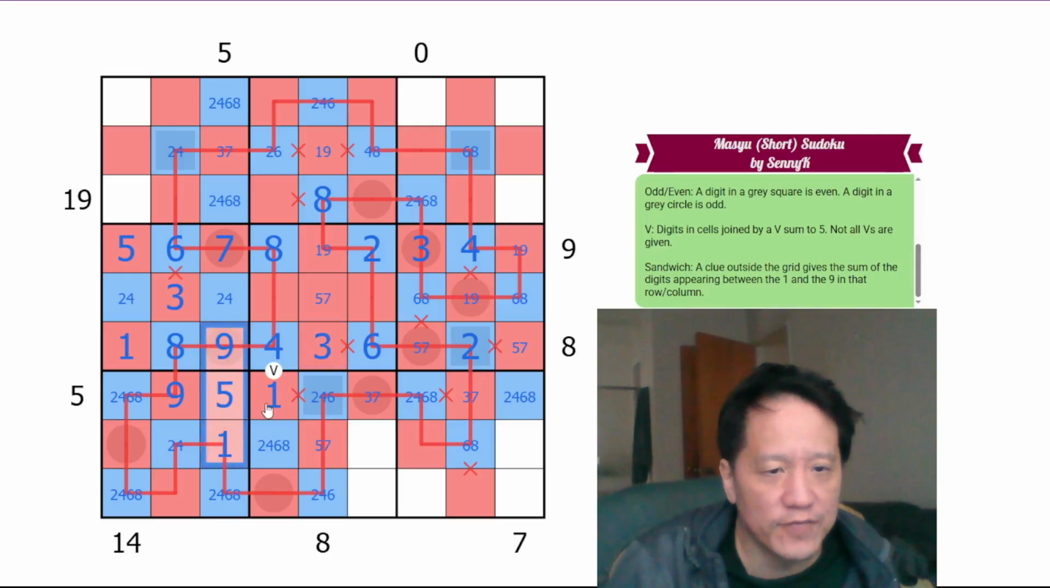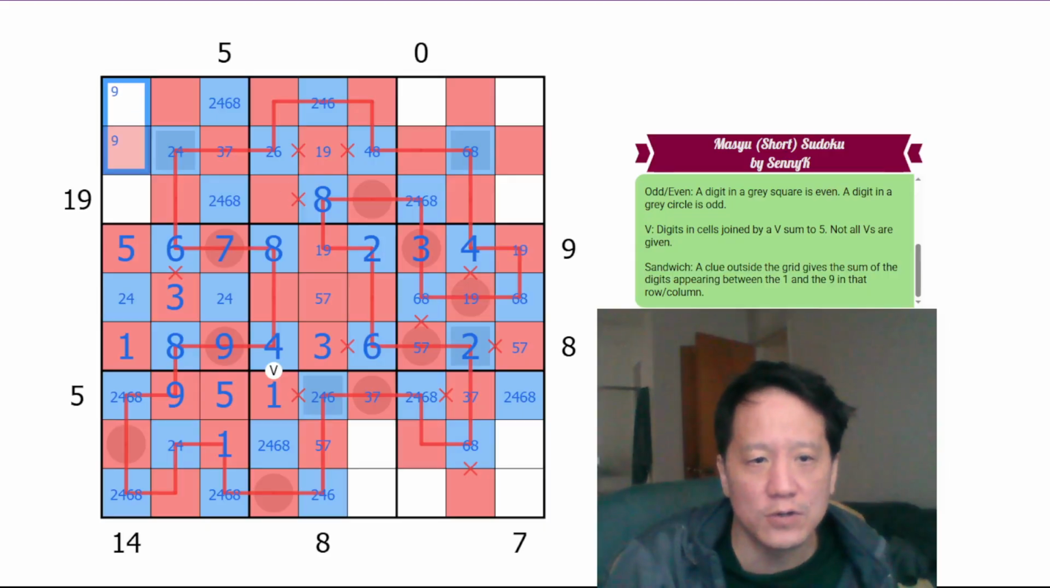So this adds up to 5. We have 5 here. This is a 1. You cannot have the 9 be here. So 9 cannot be here because this doesn't add up to 14. So 9 has to be one of these two here.